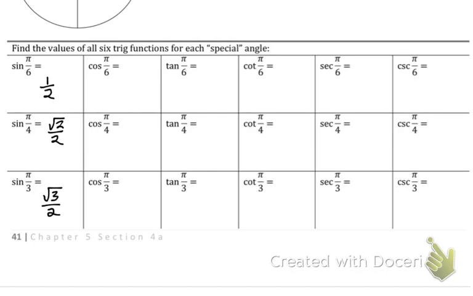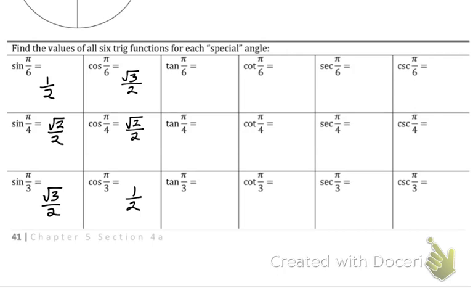Once I know the sine value, you should know the cosine value right off the bat. Because if sine is 1/2, that must mean that cosine is square root of 3 over 2. If sine is square root of 2 over 2, that must mean that cosine is square root of 2 over 2 as well. And finally, cosine of pi over 3 is going to be 1/2. And all of these should be positive because all these are in the first quadrant.